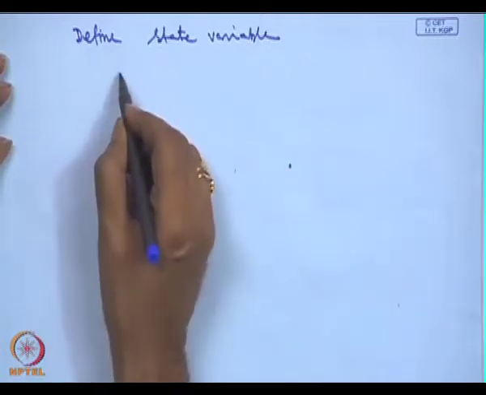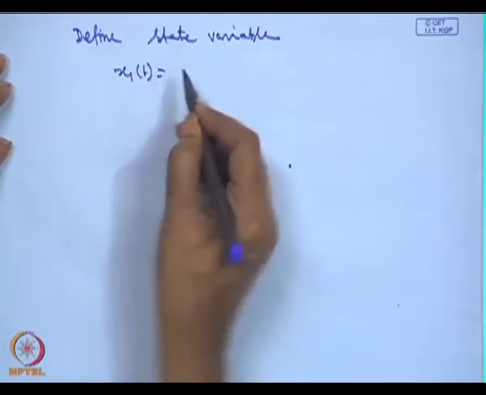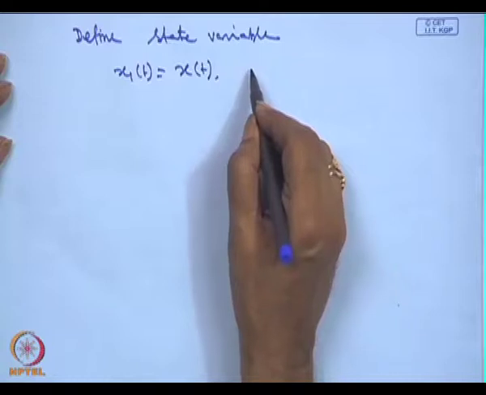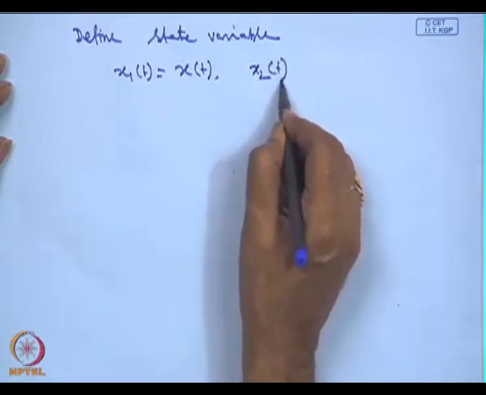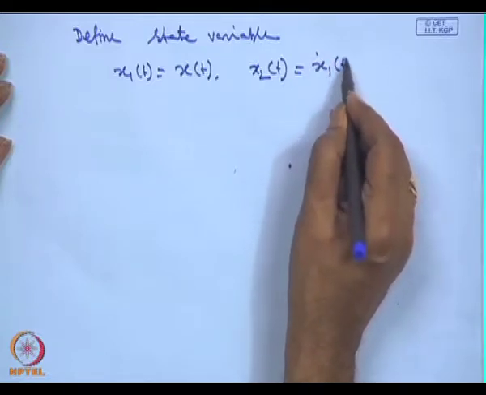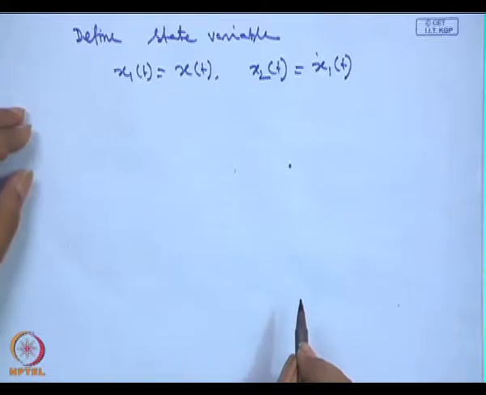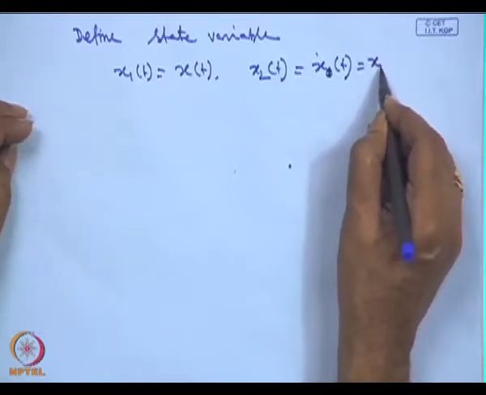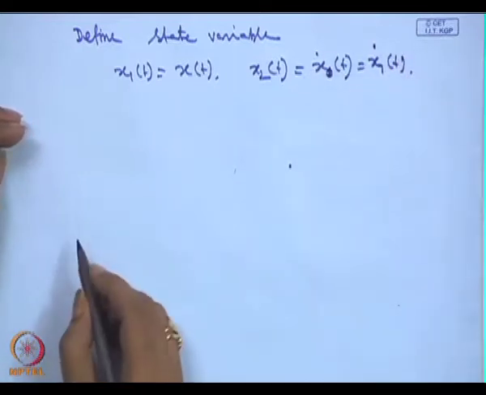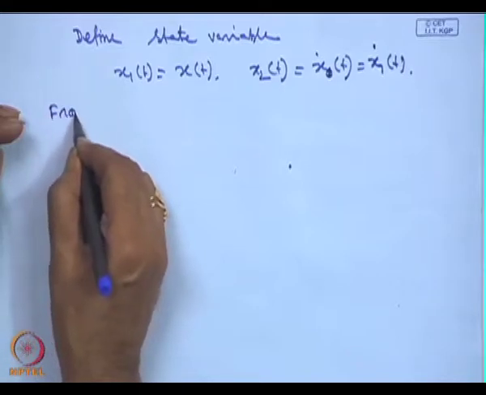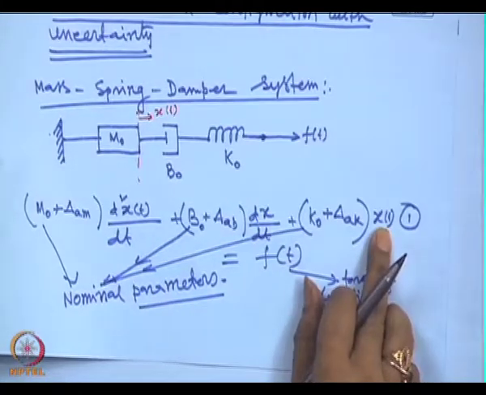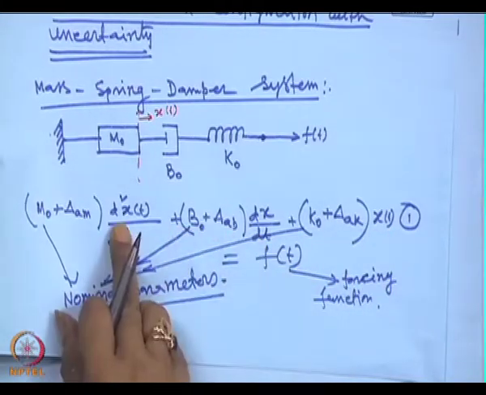The state x 1 is defined as the displacement of the body, x(t), and x 2 is the velocity of the mass, or x 1 dot. Let us call x dot nothing but x 1 dot. Then from expression 1, we can write this is x 1, this is x 2, and this is x 2 dot.